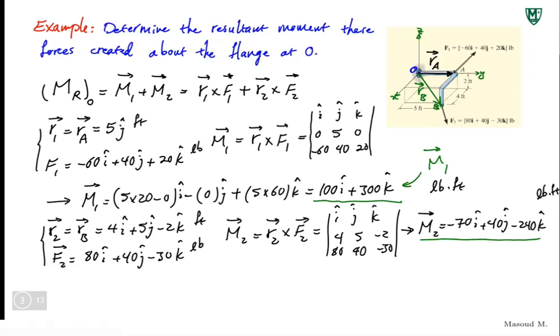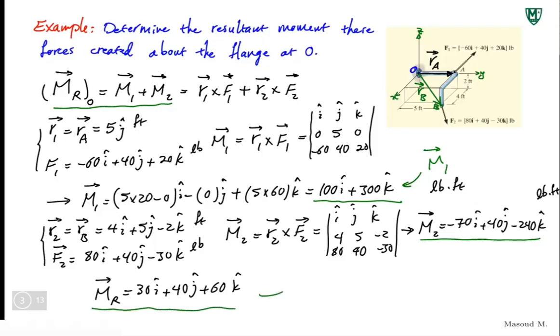So I have all I needed. I wanted to find MR as a vector, obviously, the resultant moment about point O. If you do this calculation, you just have to sum these two, M1 and M2. This one gives you 30i. The second component, well, that's 0 from M1, here is 40, so total we'll get 40j. And the k component, we have 300 minus 240, which gives you plus 60k. This would be the resultant moment.